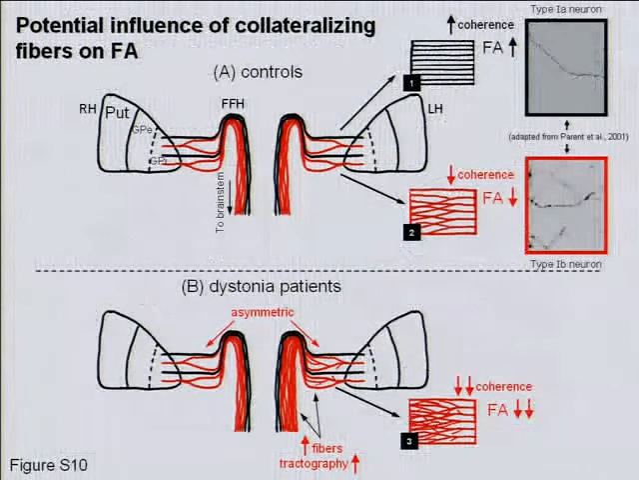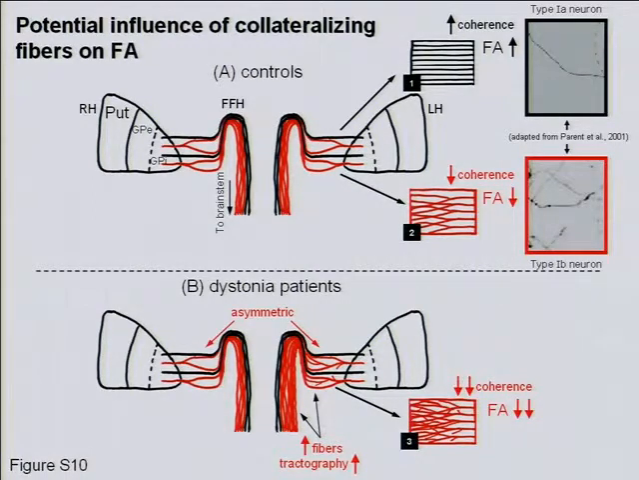So just as a schematic to understand how this relates to the diffusion imaging, this is an example in a healthy individual where you would have both of these two fiber types, the slightly collateralizing and the extensively collateralizing axons, and they're coming out of the internal pallidum here, and they're going both to the thalamus and to the brainstem.